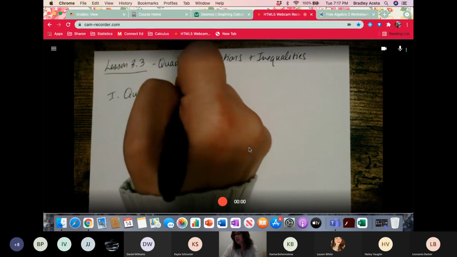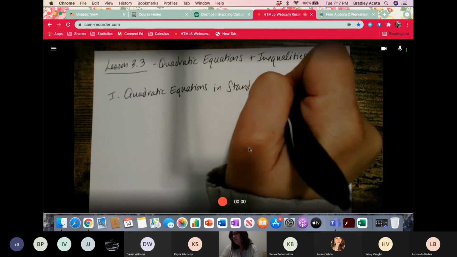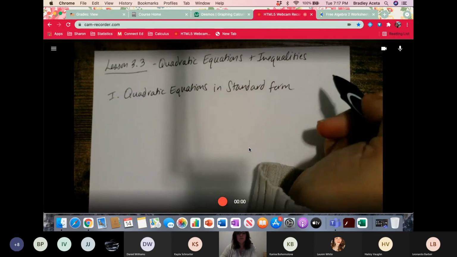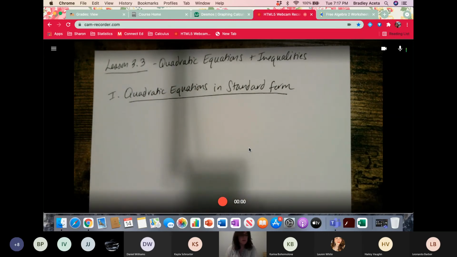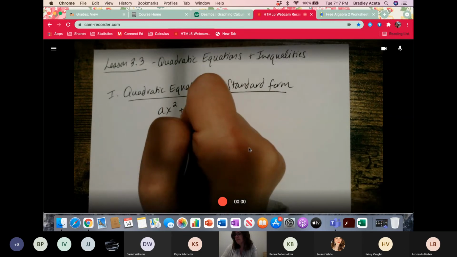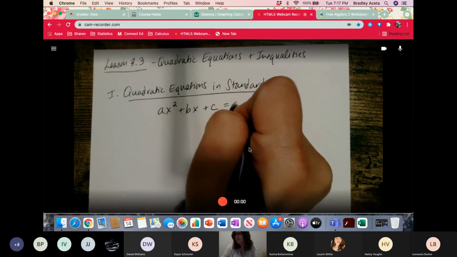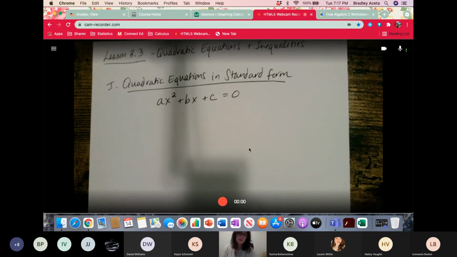Quadratic equations in standard form. It's going to look very familiar to you. Quadratic equations in standard form is ax squared plus bx plus c equals 0. So quadratic equations in standard form, you get all your x's and numbers on one side and set it equal to 0. Your answers for x, your solutions, are the following.